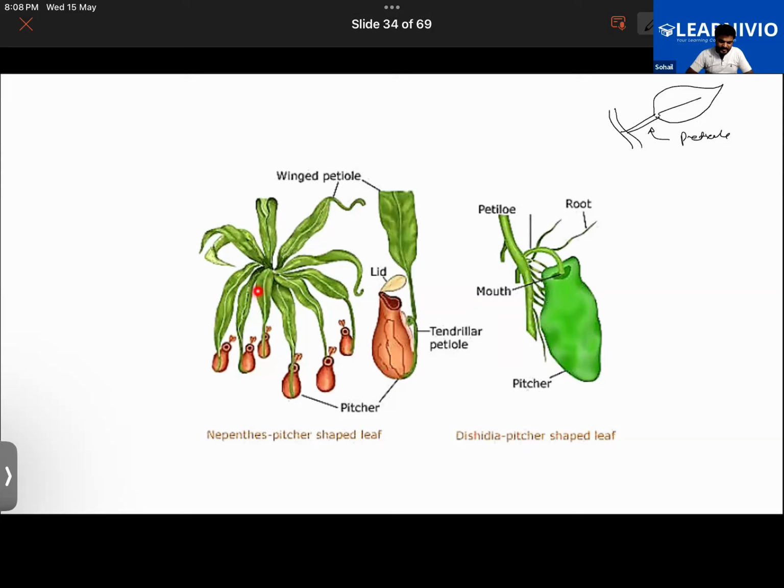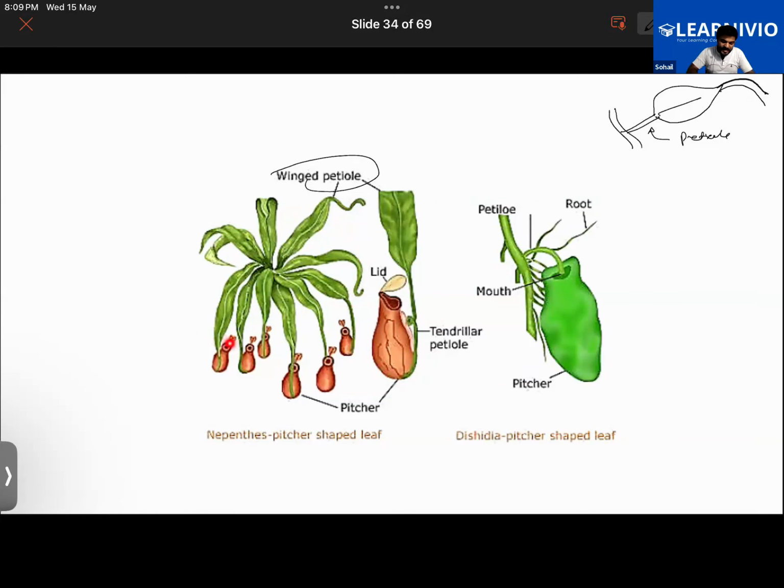See, in this you have seen what is happening. The petiole is coming from one direction and again from this direction. This petiole is a winged petiole. You see that this part is not attached over here, while to this other petiole, the tendrillar petiole, which is a little bit rounded, the pitcher is hanging.